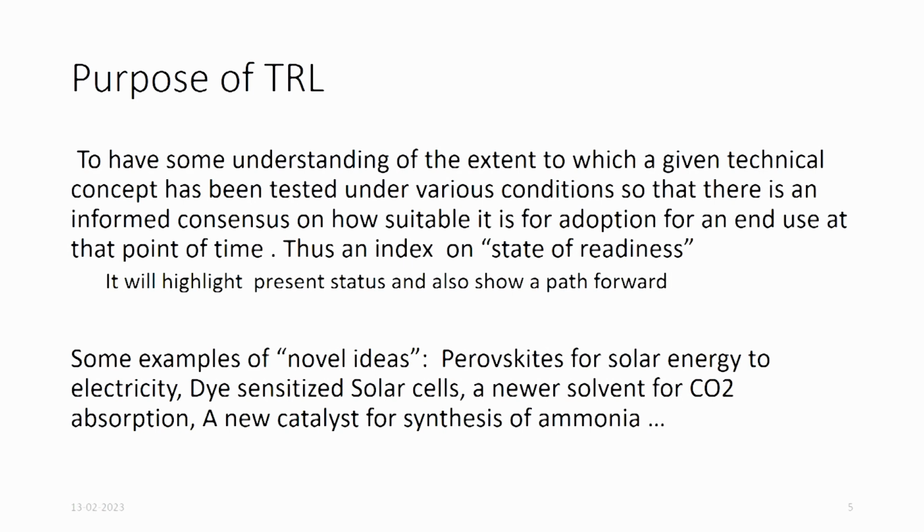What have you done? What level is it? How does it go forward? Because here at 9 is a solar system working on perovskite generating electricity. This side is, oh, this molecule has this property, is it? That is probably TRL 1. So, that is one thing that we have to consider.